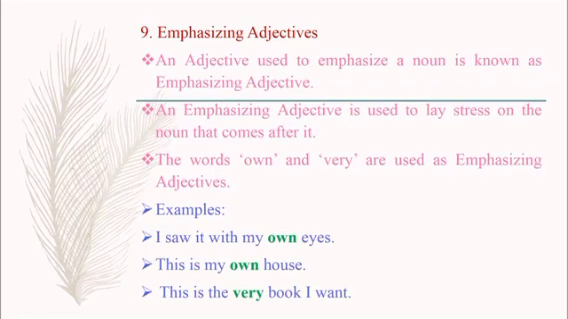The words own and very are used as emphasizing adjectives. Example sentences: I saw it with my own eyes. This is my own house. This is the very book I want. Here, own and very are emphasizing adjectives.